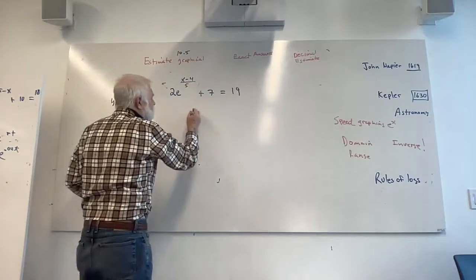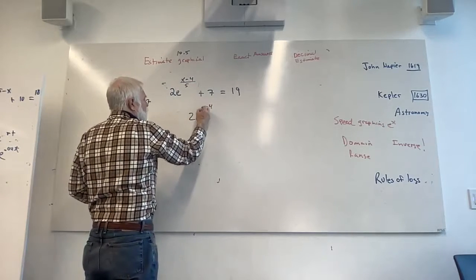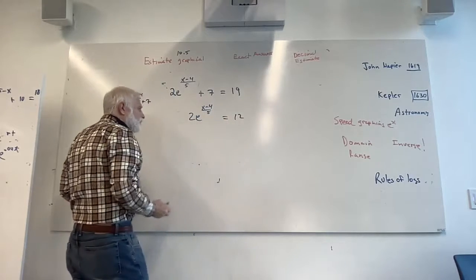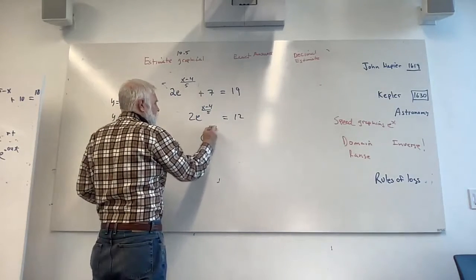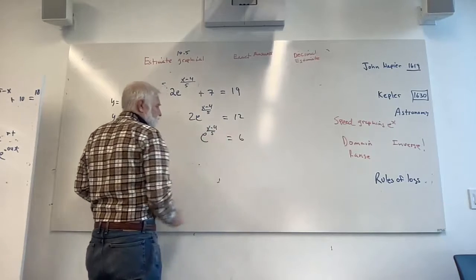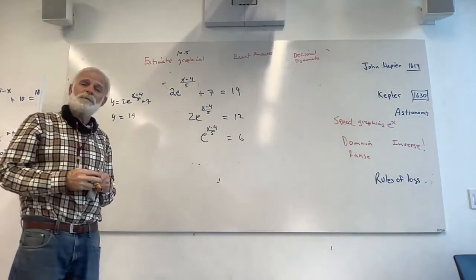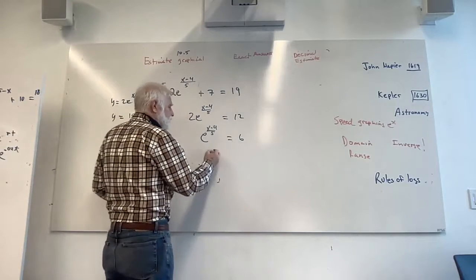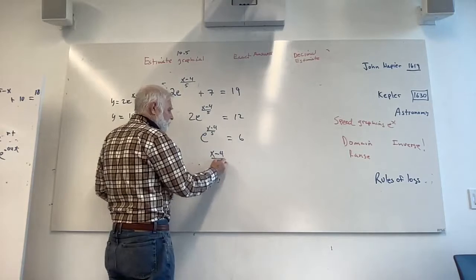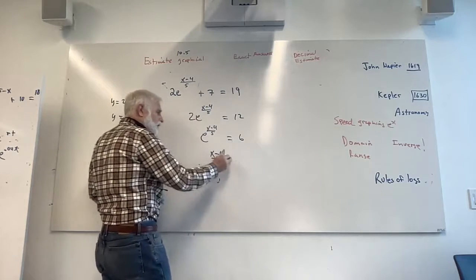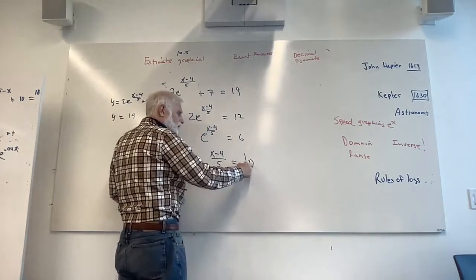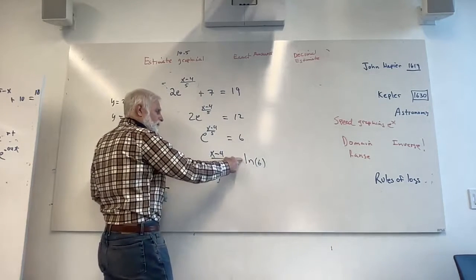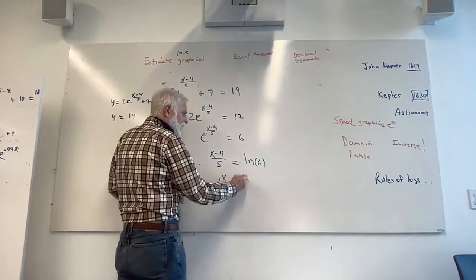So what's our first step? 2e to the (x minus 4)/5 is equal to, try to line up your equal signs, that's 12. So therefore, e to the (x minus 4)/5 is equal to 6. And now the question is, do you remember where to go from there? You said the right thing in class today. We're looking for the value of this exponent. We need a logarithm, the special logarithm, the natural log, n for natural, L for log of 6. What am I going to do to that? Multiply by 5 and add 4. That's the exact answer.